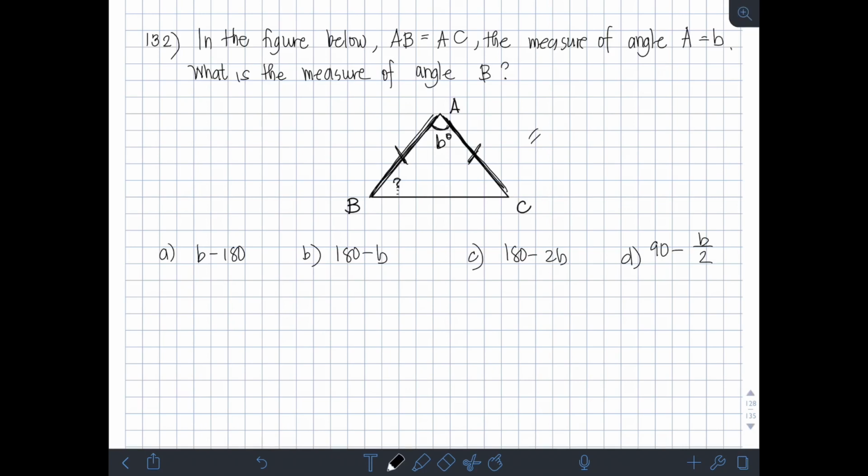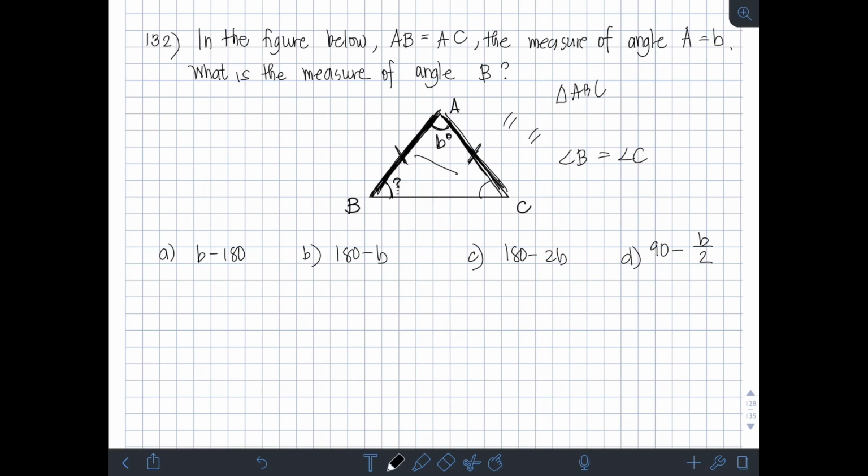So, meron tayong property dito. Kapag meron tayong isosceles triangle, so isosceles itong triangle ABC, right? Kasi nga, congruent yung dalawang sides niya. So, kapag meron tayong isosceles triangle, yung angle opposite those congruent sides, dapat congruent din. So, yung opposite dito sa AB is itong angle C, tapos opposite dito sa AC is itong angle B. So, angle B is equal to angle C.